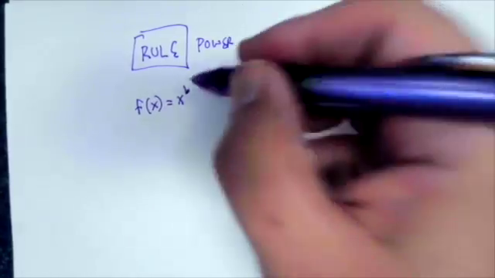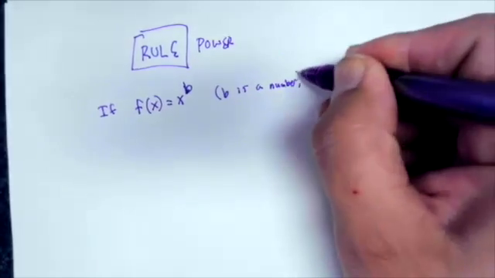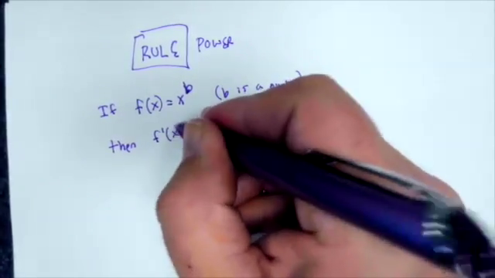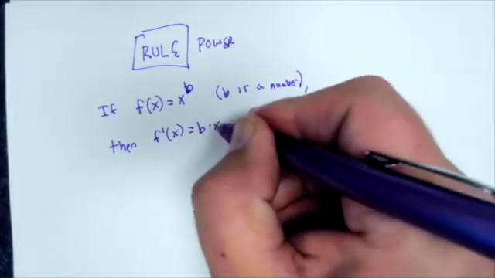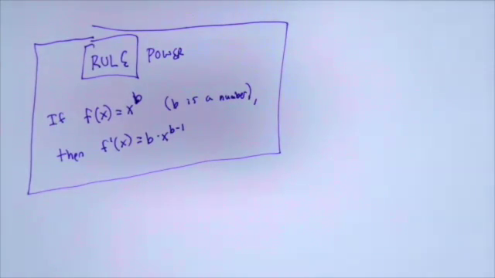So if f of x is x to the b, where b is a number, then f prime of x is equal to b times x to the b minus 1. That's a rule that was on our handout previously. We did a little bit of practice with it last time.